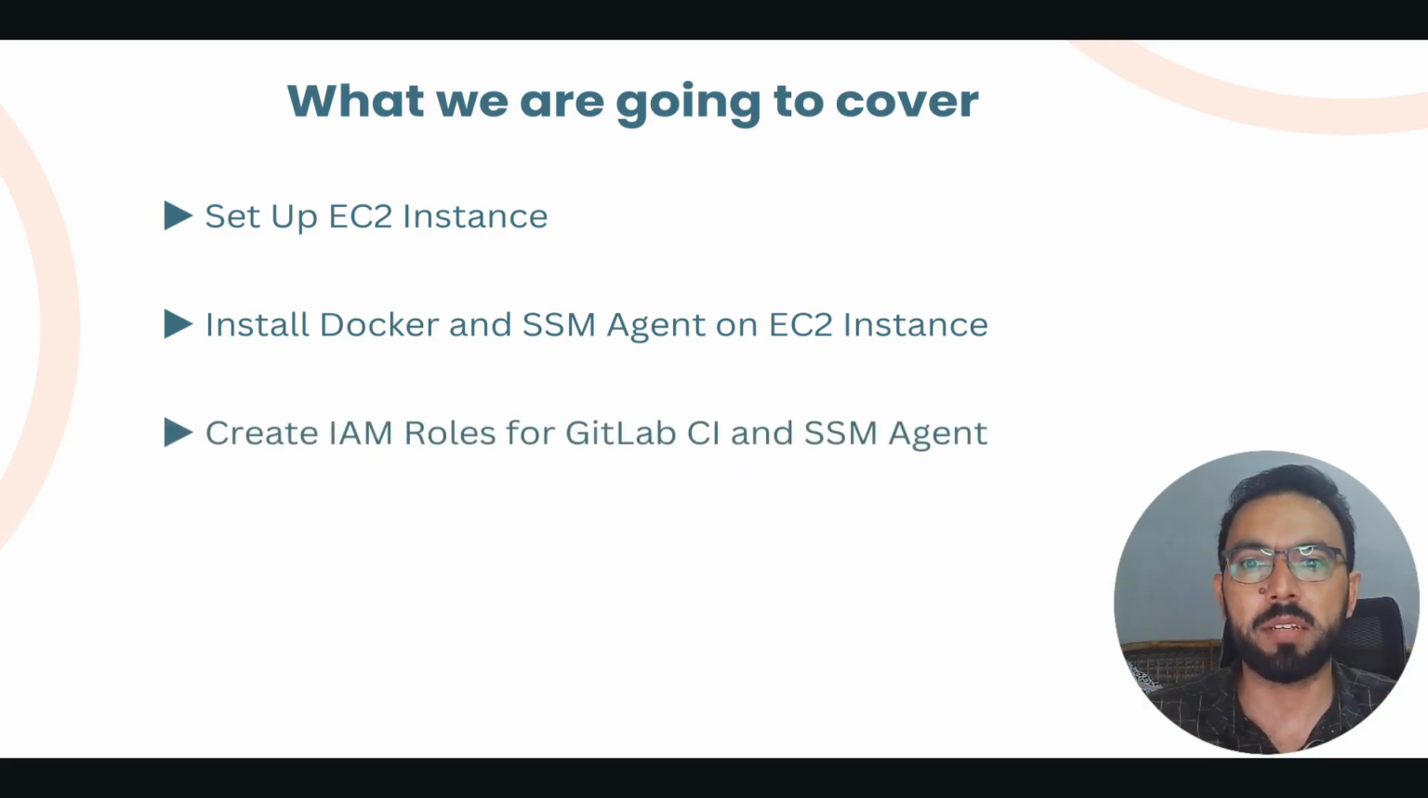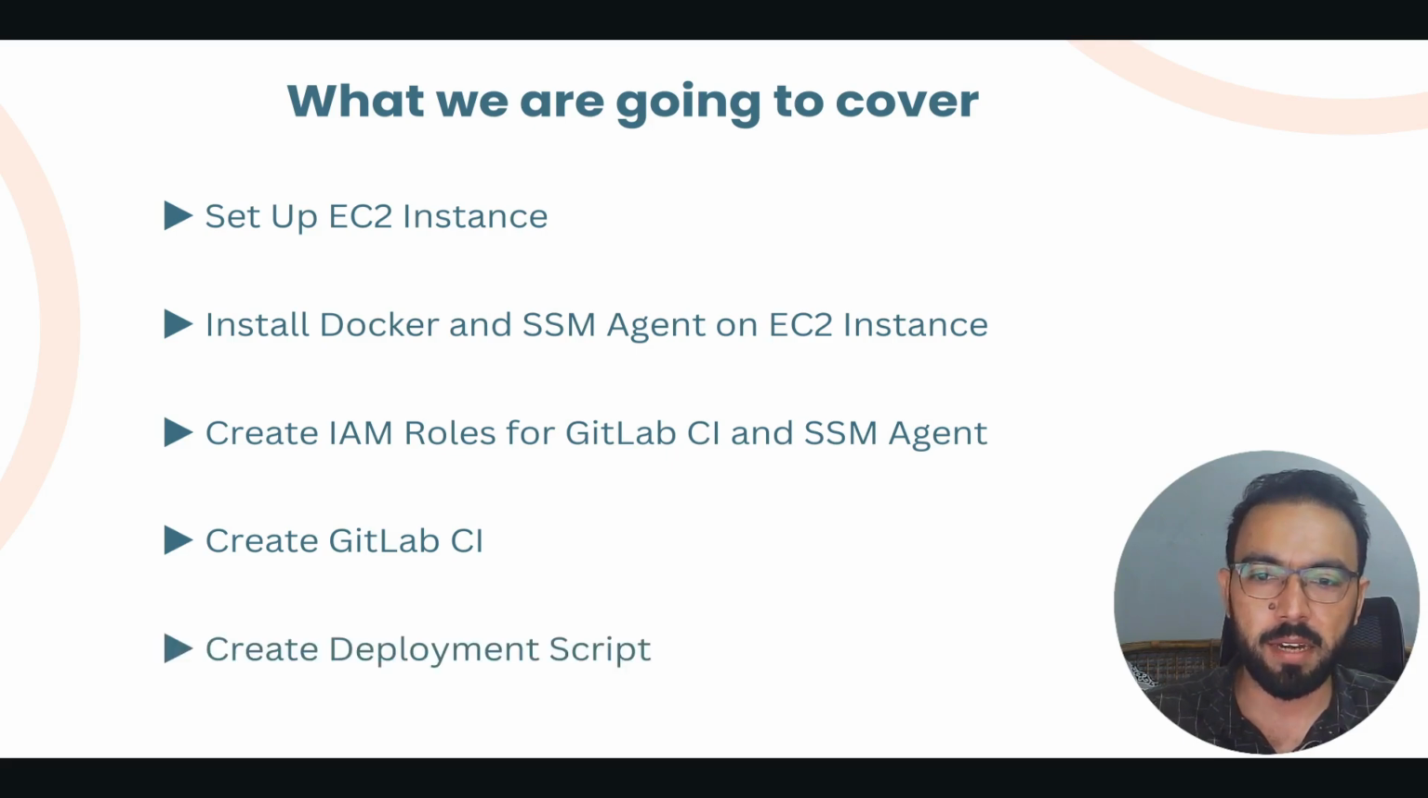Then next we will create some required roles for GitLab CI and SSM Agent to get secure access to the EC2 instance. Once we are done with the AWS configurations, we will set up a GitLab CI. Then inside that CI, we will trigger the deployment script, which we are going to build at the end. So let's jump into the AWS dashboard and set up an EC2 instance quickly.